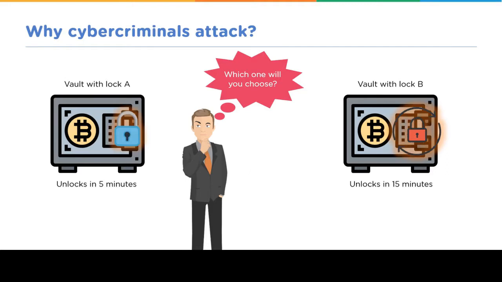Now this time, Vault A is secured with a lock which will take 5 minutes to unlock. And similarly, Vault B is also secured with a lock, and this will take 15 minutes to unlock. Now again, between these two vaults, which one is the cyber criminal likely to attack? Well, most definitely Vault A again, as it will take less time to unlock this vault.